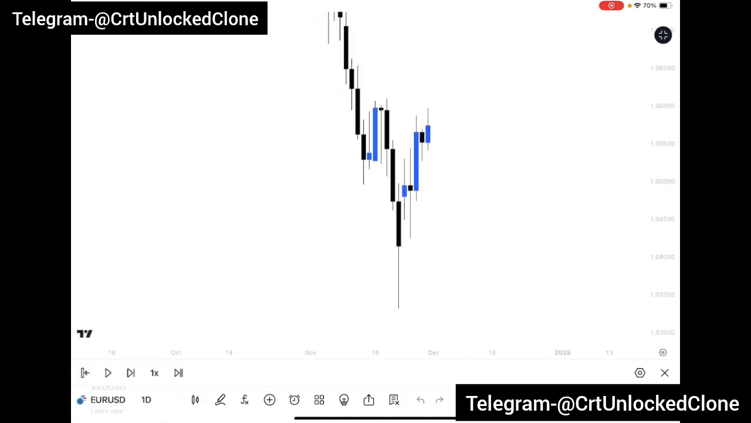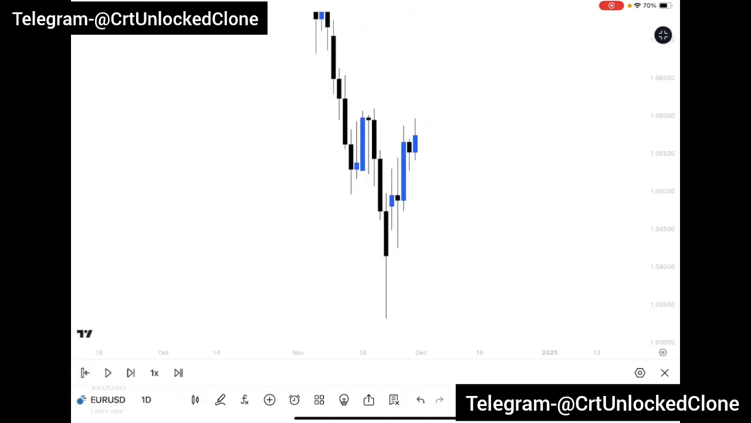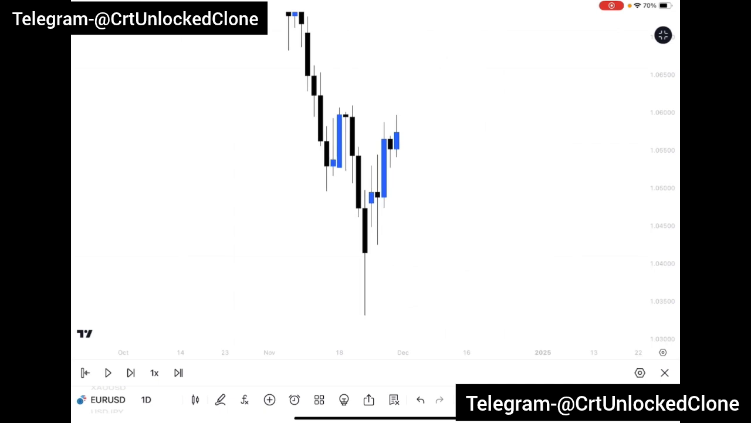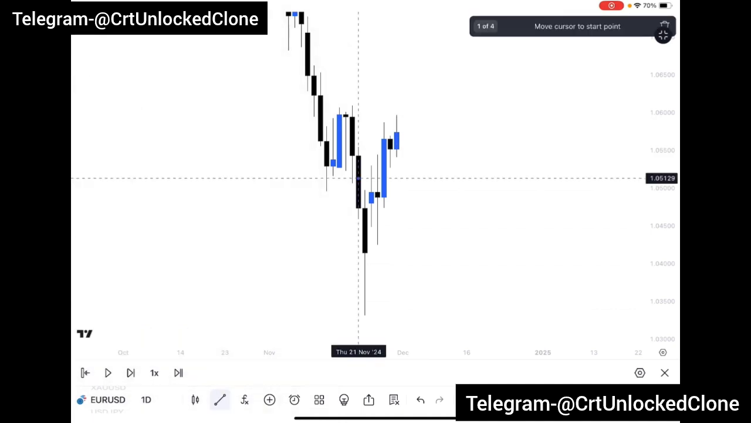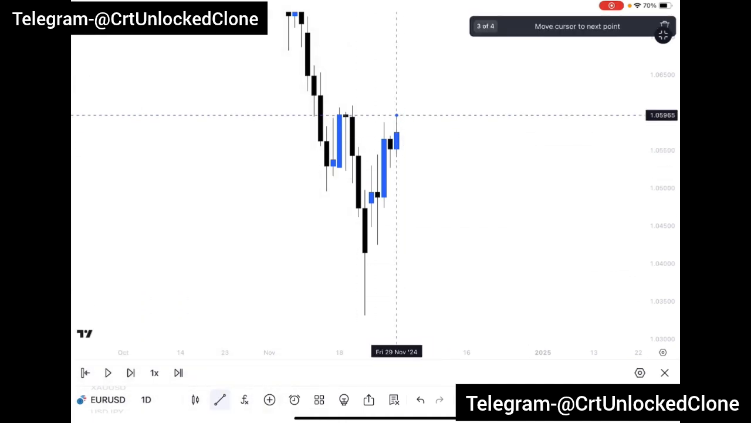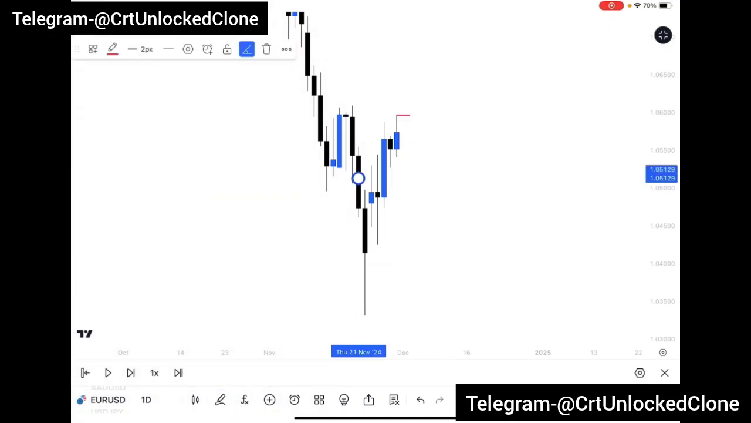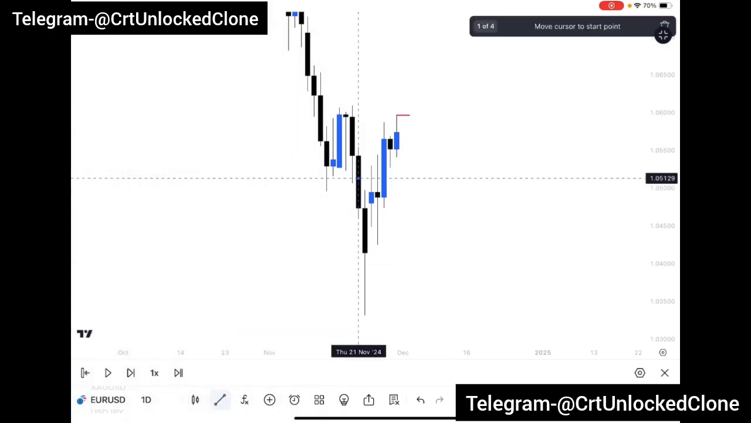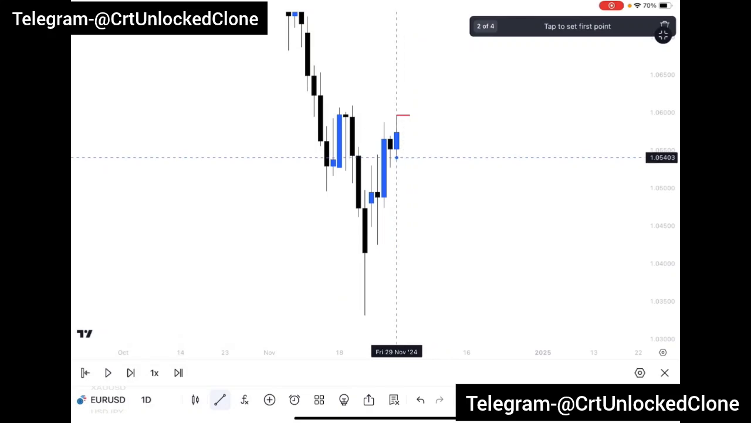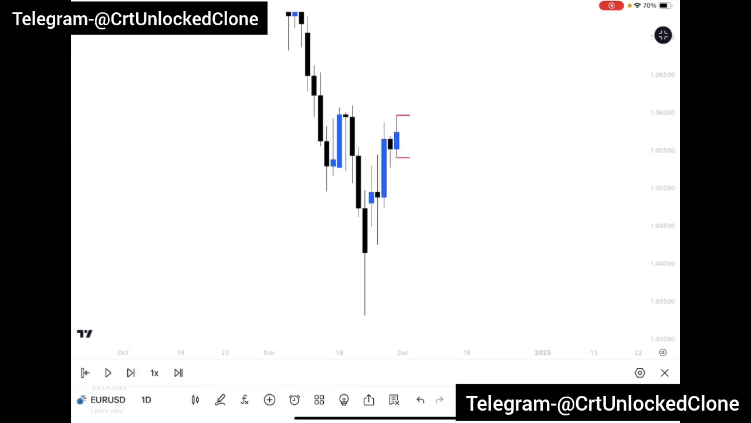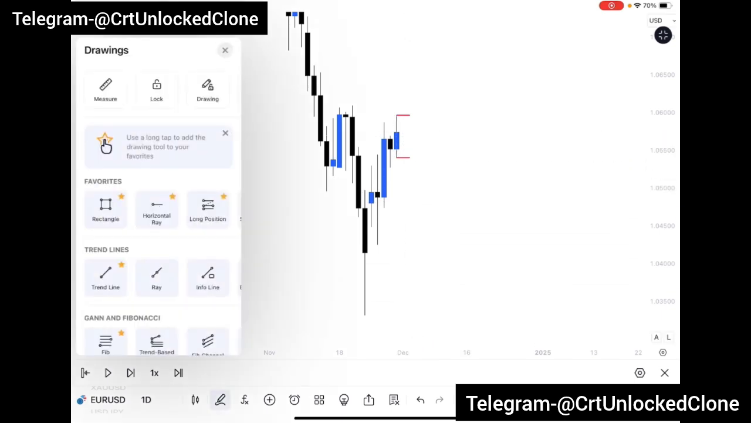Now we can find whether this candle is a CRT candle or not a CRT candle. For that, I will first mention it. We are going to find this candle so you guys don't get confused. So trend line, we have marked the highs and lows of the candle. We are going to find whether this candle is a CRT candle or not. For that, same method. Measure it.